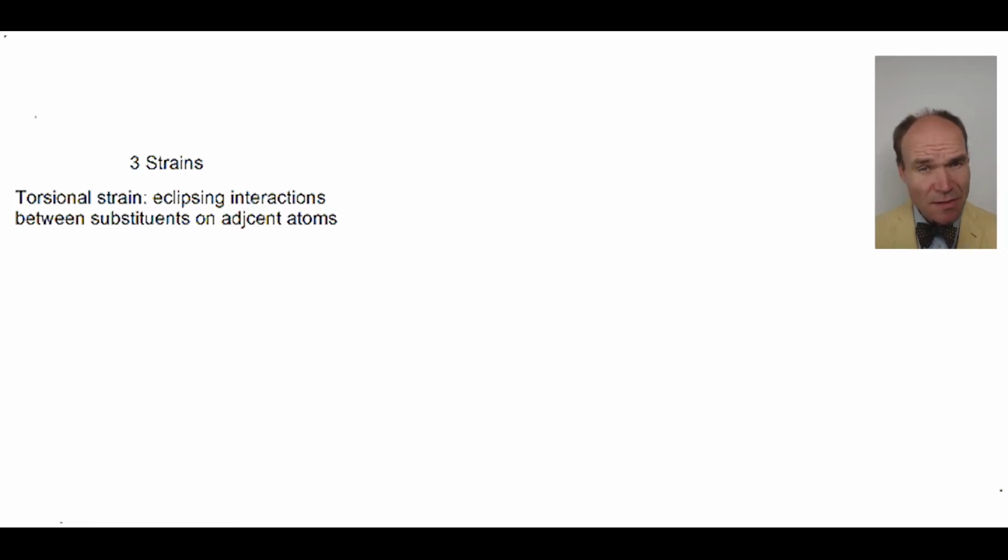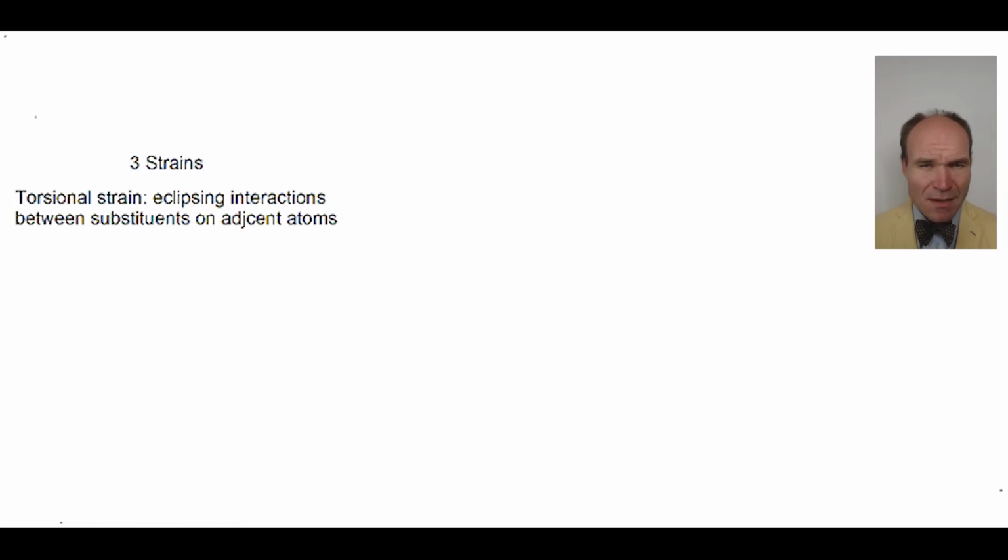But it is also not so much due to the eclipsing conformation, but due to the beneficial interaction in the staggered conformation, where you have bonding and antibonding orbitals that, when suitably aligned, allow for electrons to provide stabilization to give a lower energy.